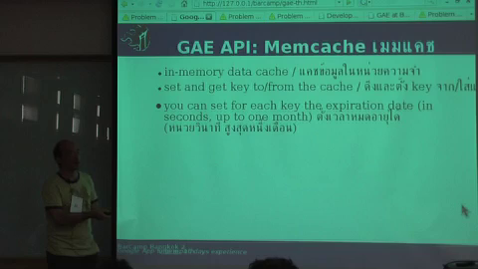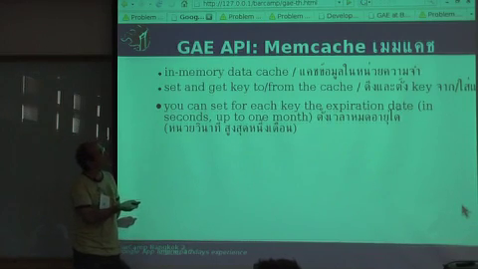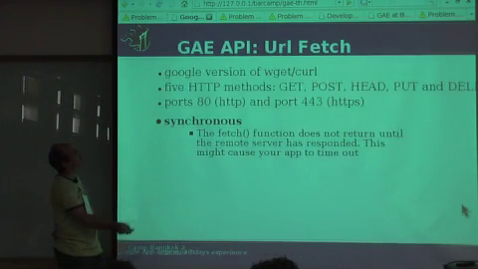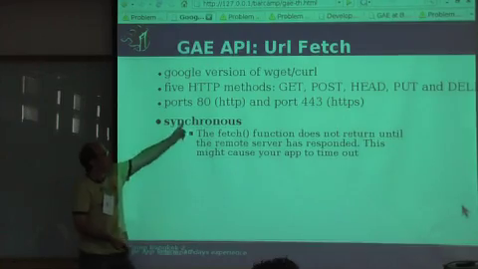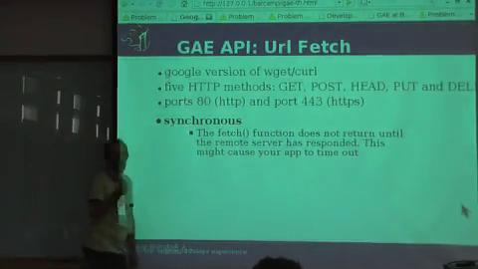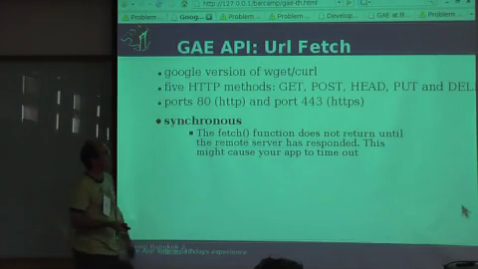So the next application API is something called fetch. It's basically a way to grab a web page. You can do HTTP or HTTPS. It can only do port 80 for HTTP and port 443 for HTTPS. So if you want to grab any other port, you cannot.